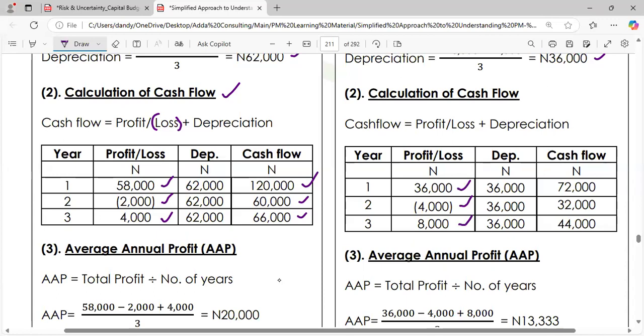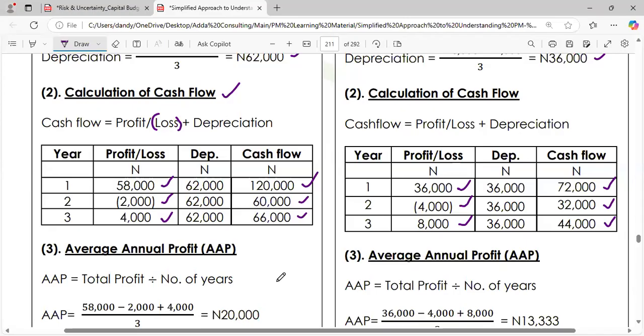Annual depreciation is 36. Add it up, that's 72 for the first year. Minus 4,000 plus 36 will give us 32,000. 8,000 plus 36 will give us 44,000. So now that you have the cash flow, you can then proceed to calculate NPV. So let's go and calculate NPV for each project.